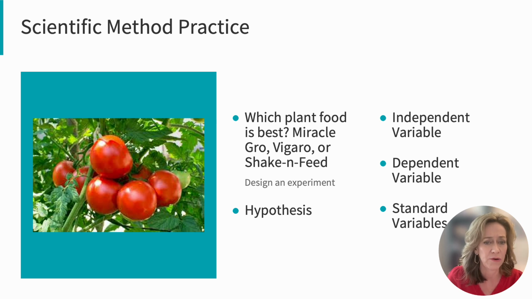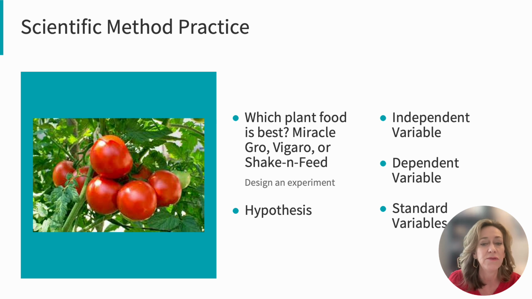What about standard or controlled variables? What would be some examples of those? So there's a number, right? Some of the things would be the amount of sunlight, the amount of water, right? The basic kind of soil, the type of seeds. Did I start from seeds? Did I start from a prepared plant? Those would all be things, right, that would be our standard variable.